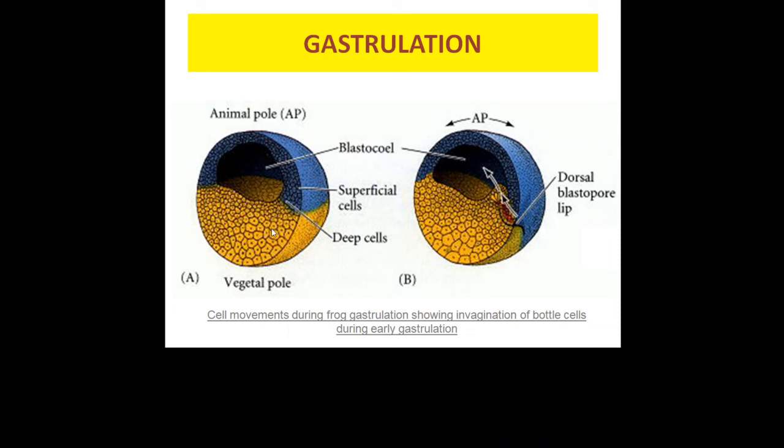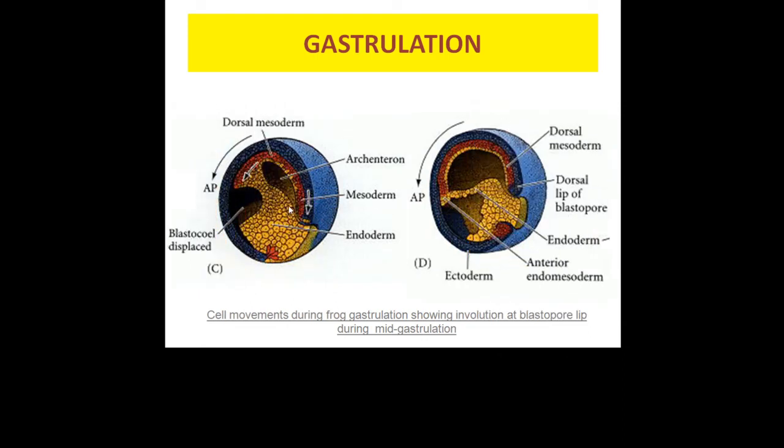So these are the deep cells in the vegetal region where vegetal rotation starts and involution is initiated. As these cells undergo involution and the marginal mesodermal cells also are dragged with them, a slit appears on the surface which is called dorsal blastopore lip. As these cells move further and further into the embryo, the blastocele is displaced from the animal pole towards the vegetal pole. Along with this, the animal pole is also displaced.